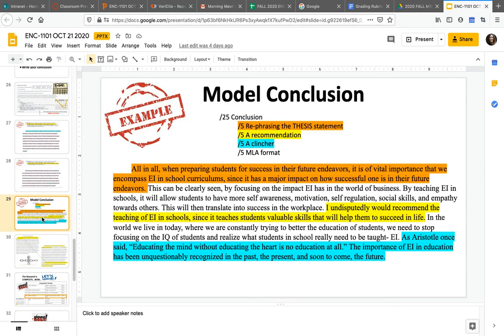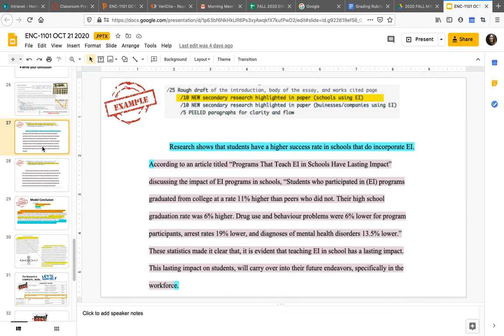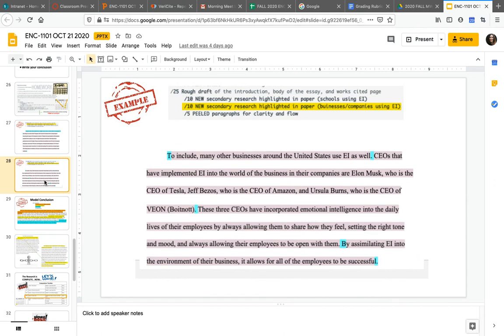So in the set of slides, you can go through. Yeah, so new secondary research highlighted in the paper. Oh, I did say it was highlighted. Sorry. I'm not thinking straight this morning. So yes, make sure you highlight this new research in your paper just like this so I can find it easily.